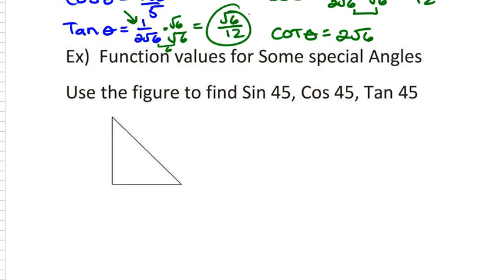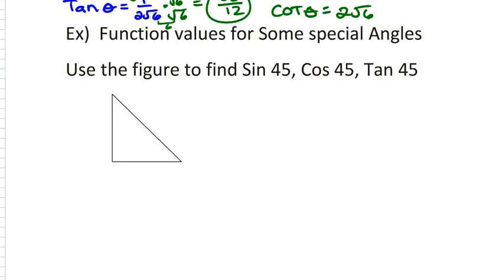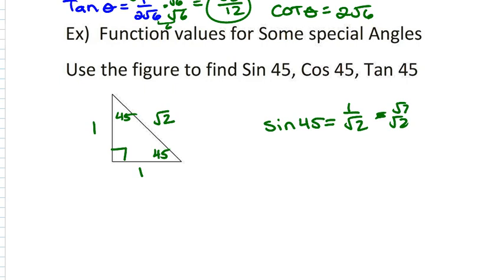Now, there are some special angles, like if you remember 45, 45, 90 right triangles from your geometry days. Remember, for 45, 45, 90, you have the two legs are the same, 1 and 1, and the hypotenuse is the square root of 2 times larger. So, if you do sine 45, well, opposite over hypotenuse is 1 over the square root of 2, which equals, when you rationalize it, the square root of 2 over 2.